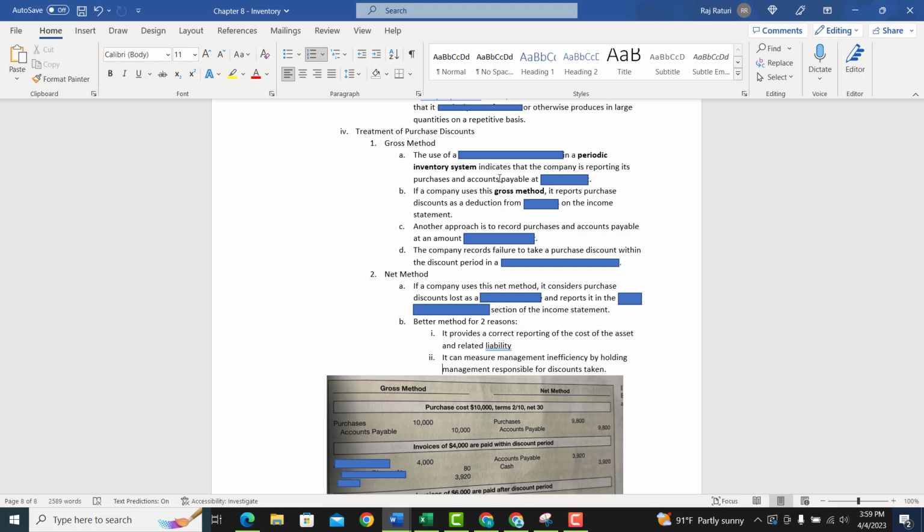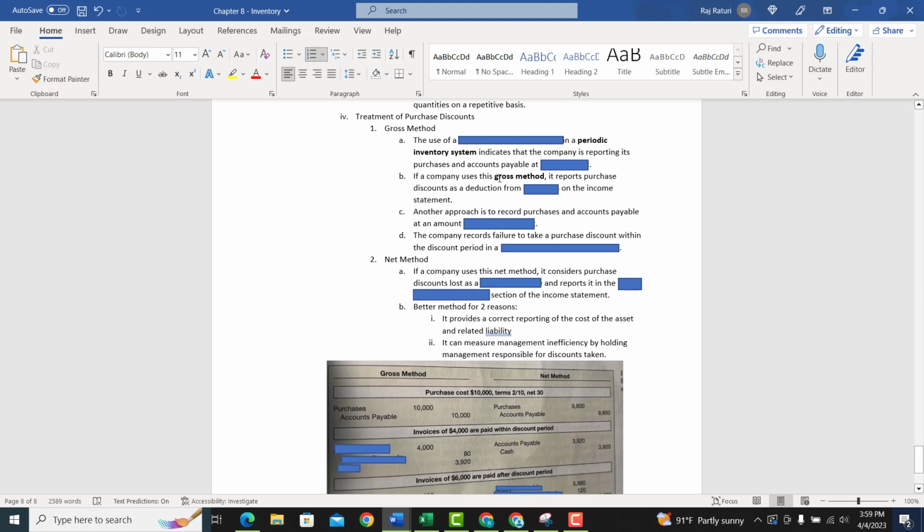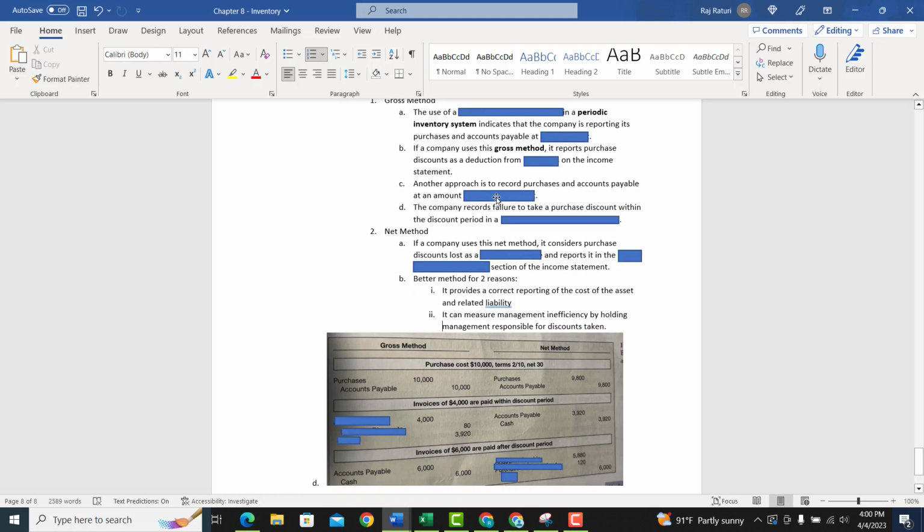The use of a purchase discounts account in a periodic inventory system indicates that the company is reporting its purchases in accounts payable at gross. The company uses this gross method. It reports purchase discounts as a deduction from the purchases account on the income statement. This contrasts with accounts receivable. It's kind of the converse.